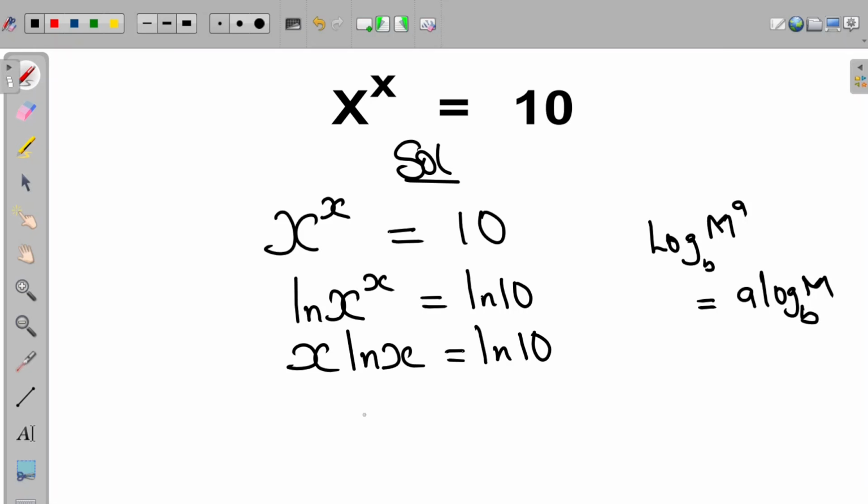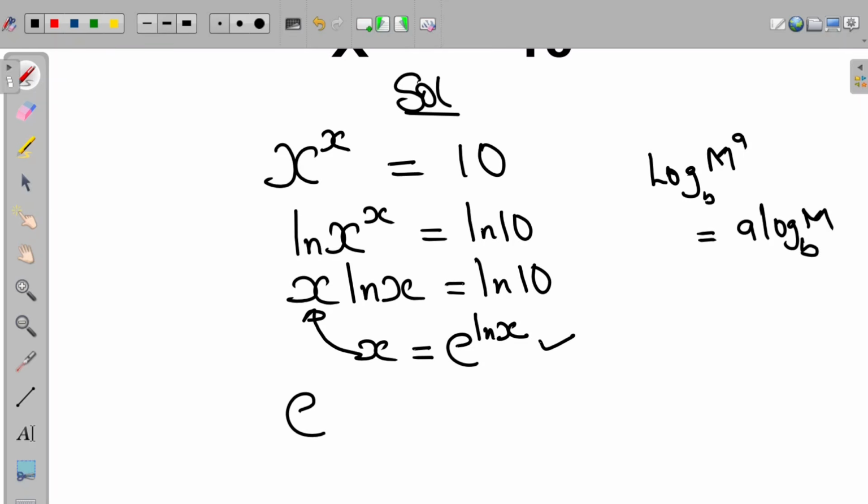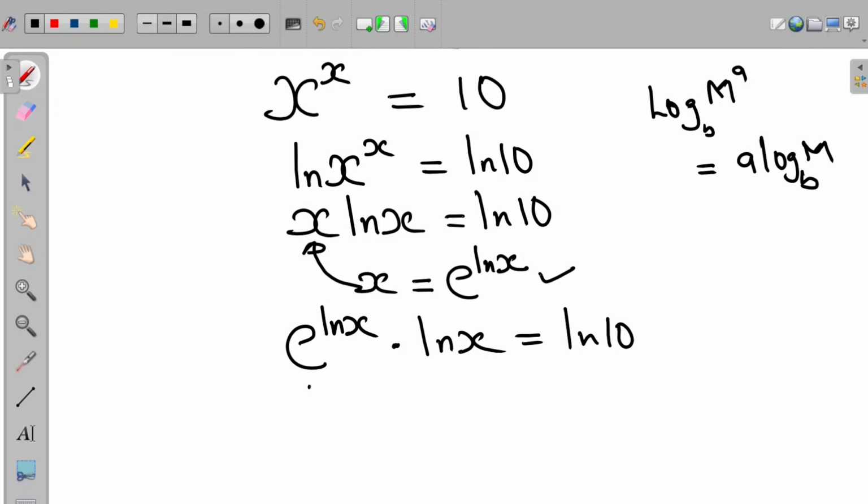Now, also note that x can also be written as e raised to the power of ln x. So if that is true, we can replace our x in our equation by e raised to the power of ln x. So thus, this becomes e raised to the power of ln x multiplied by ln x equal to ln 10. Now we can rearrange the left hand side. So this becomes ln x multiplied by e^(ln x) equal to ln 10.